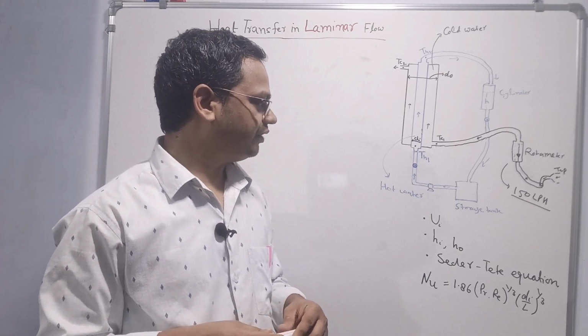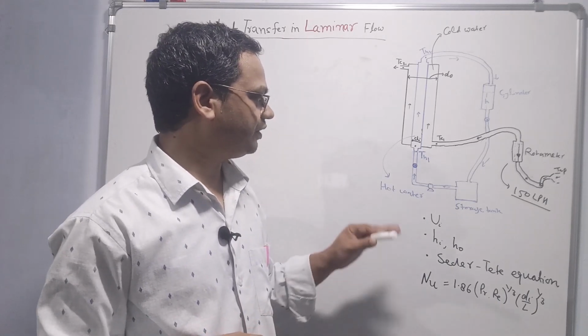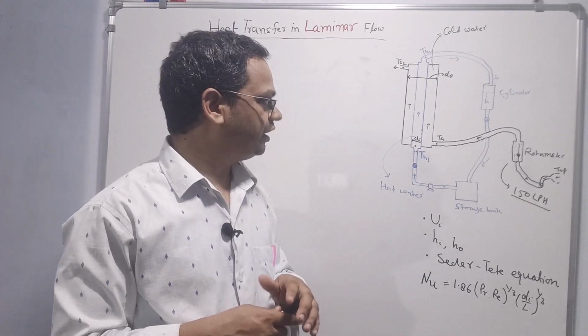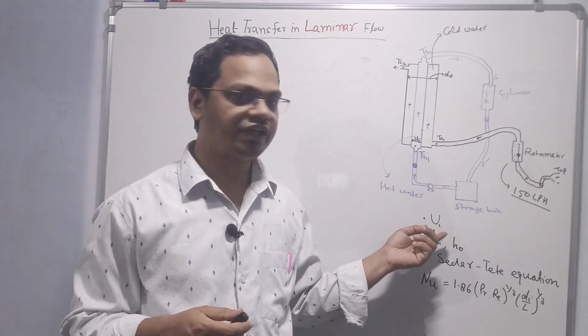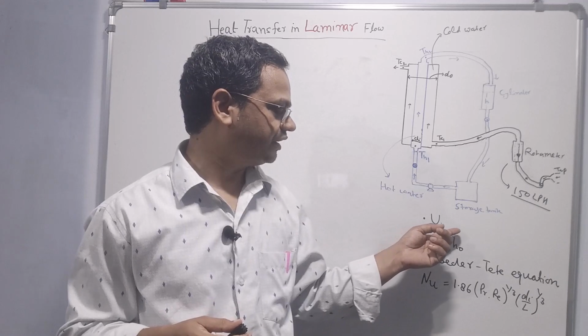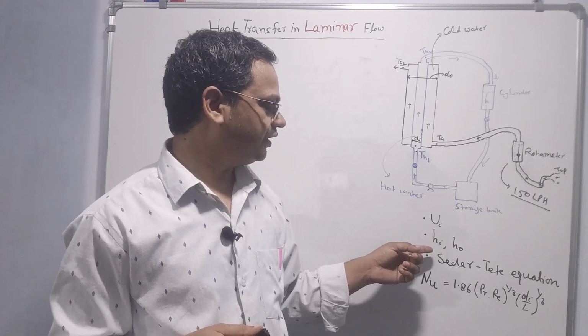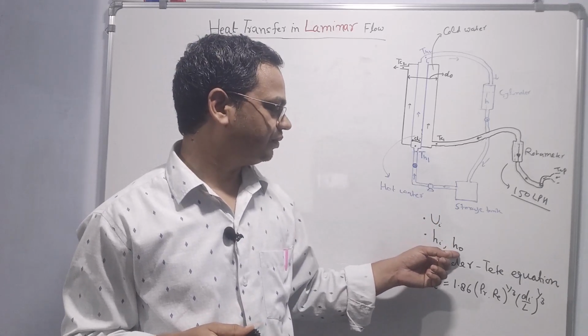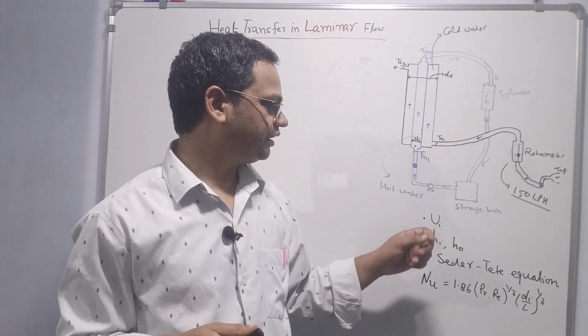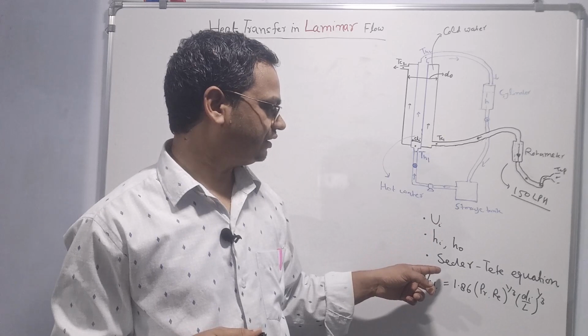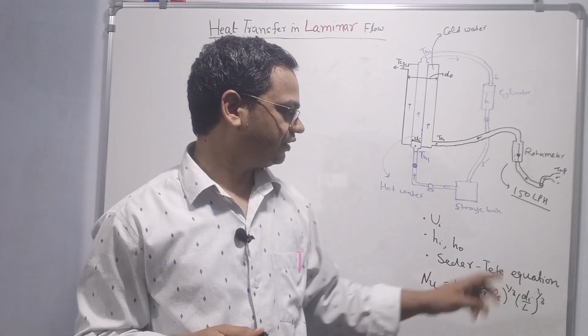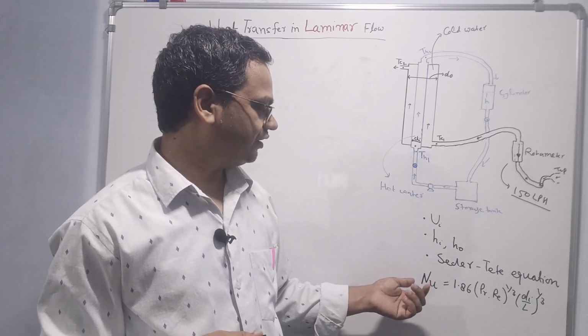Before doing the experiment we must know what we have to find from the experiment. Here we need to find the overall heat transfer coefficient with the help of the logarithmic mean temperature difference. Then we need to find the individual heat transfer coefficients with the help of the overall heat transfer coefficient, and eventually we have to verify the results with the empirical equation, that is the Sieder-Tate equation.